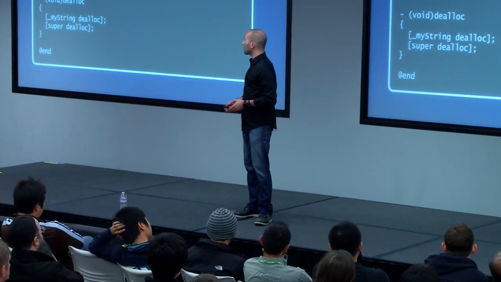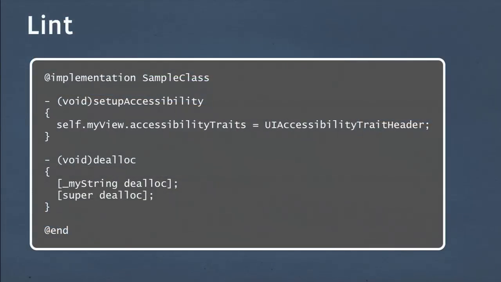So here's a little bit of code. Just two quick methods to illustrate the point. In setup accessibility, we're setting self.myView.accessibilityTraits. We set this number, this enum, UI accessibility trait header. And then we have a dealloc, and it does something dumb in there, and we'll talk about that in a sec. Well, what's wrong with this? Technically, there's nothing wrong with this, except that on iOS 5, this would cause a crash, right?